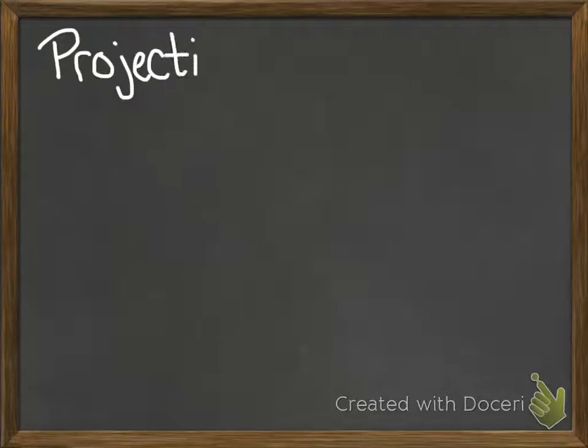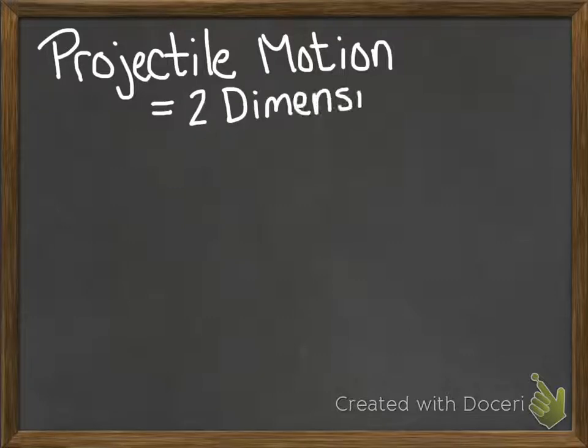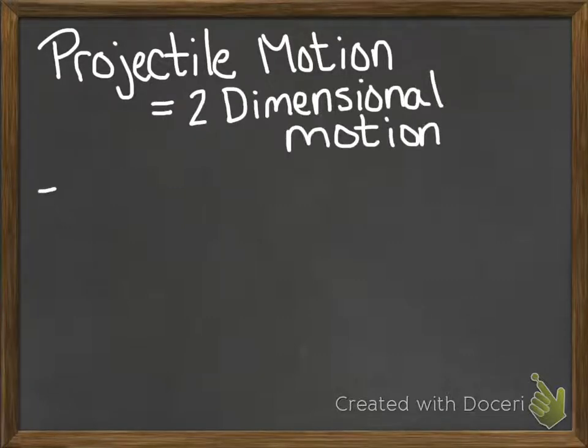So the first thing you need to know is that a projectile or projectile motion is just something that's moving in two dimensions at the same time. So projectile motion is two-dimensional motion.